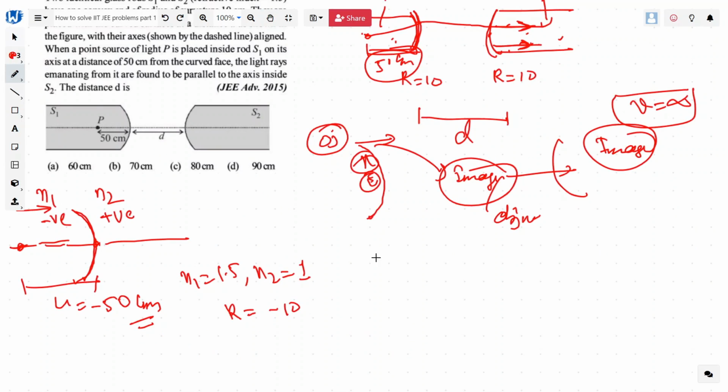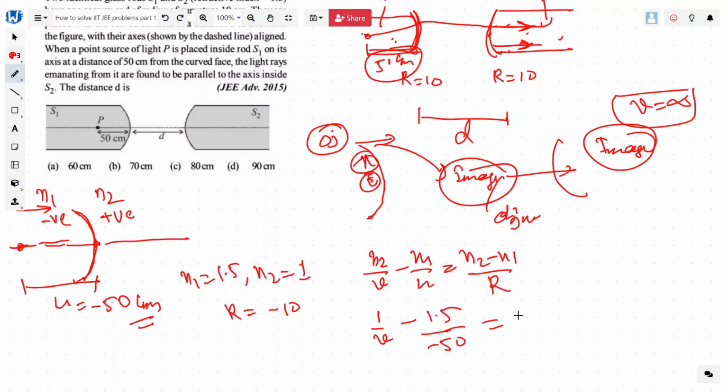So we are going to write our equation: n2 by v minus n1 by u is equal to (n2 minus n1) by R. Okay, so n2 is 1 by v, minus n1 is 1.5, and u is minus 50. Okay, and this is going to be (n2 minus 1.5) by R, minus 10. Always remember, never try to directly plug in mentally here. It's always better to write it down to avoid the mistake, right? So that's why I'm putting an effort to write that down, right? So it is minus 0.5 by minus 10, minus will cut. So basically you have 1 by 20 here, okay?